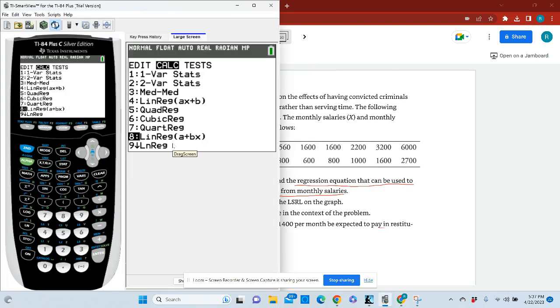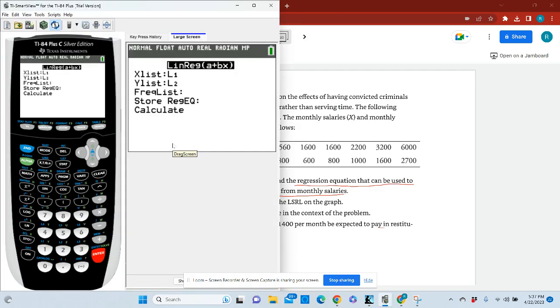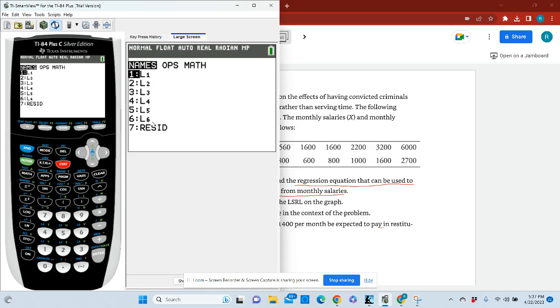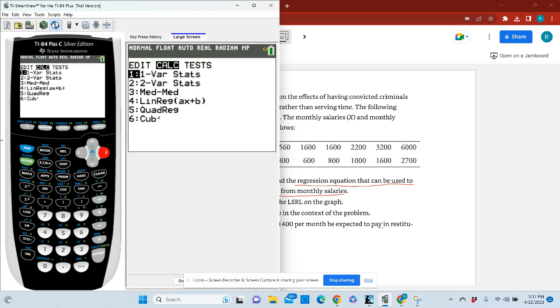I've got function 8 here, and I'm going to make sure I put all my x's in L1 and my y's in L2. It should say that by default, but if for some reason it doesn't, you can change it by hitting second list and choosing any of the other lists where you put your numbers. But I don't want to do that now. So stat, calc, I want to do LinReg function 8.